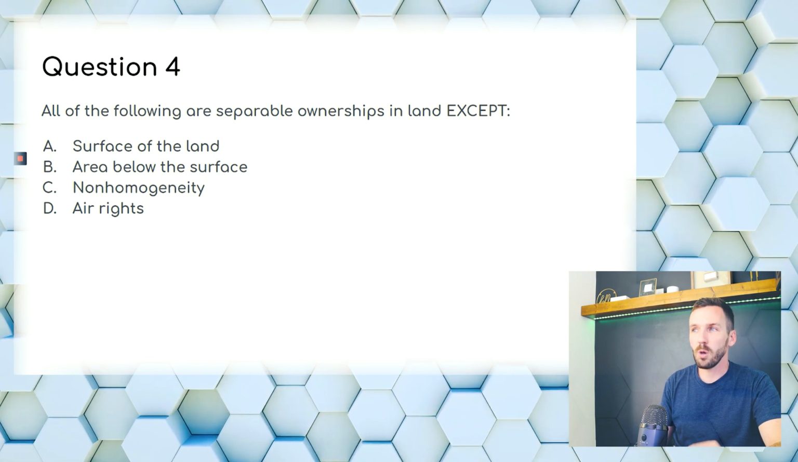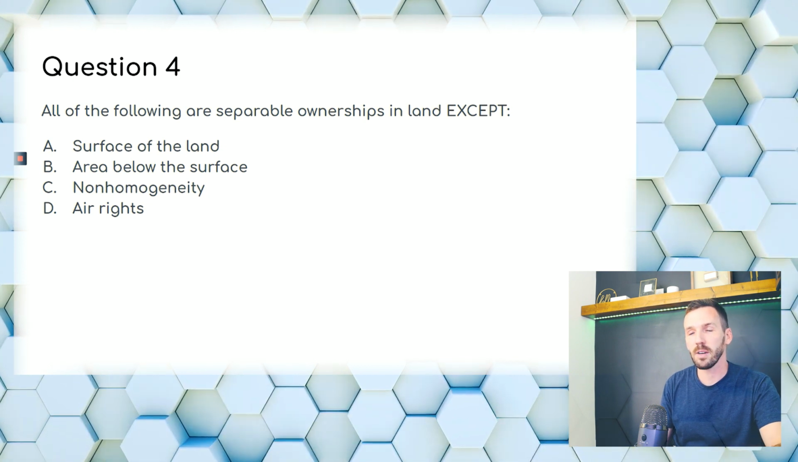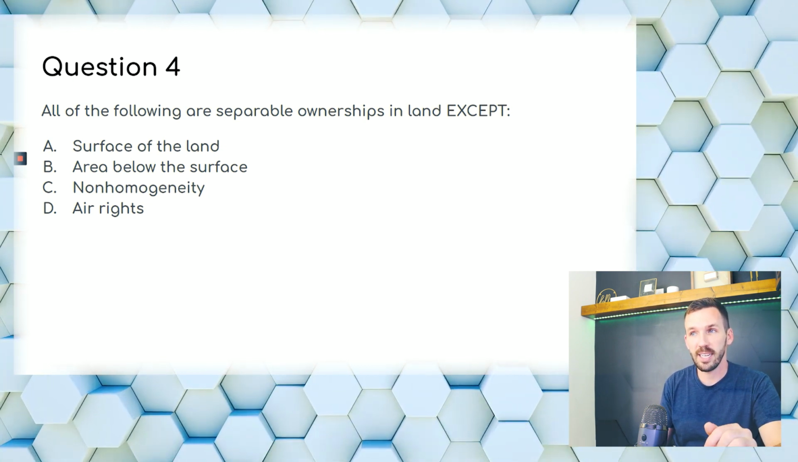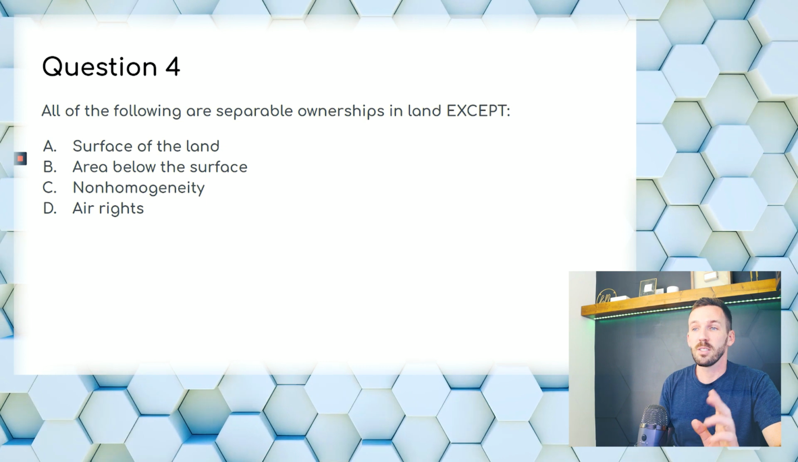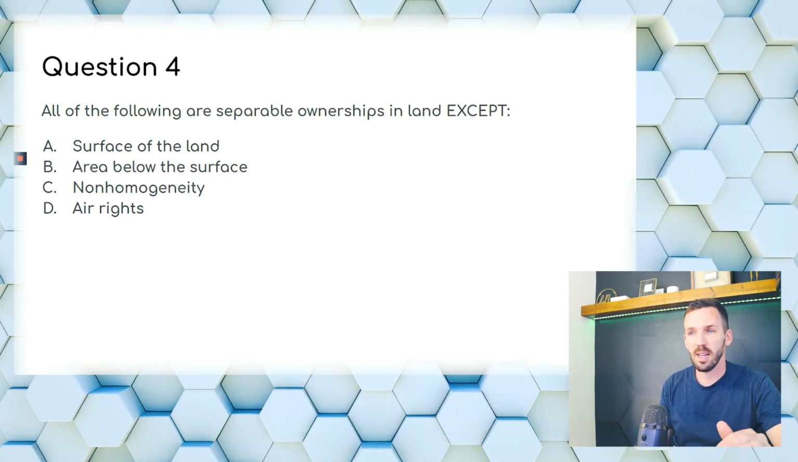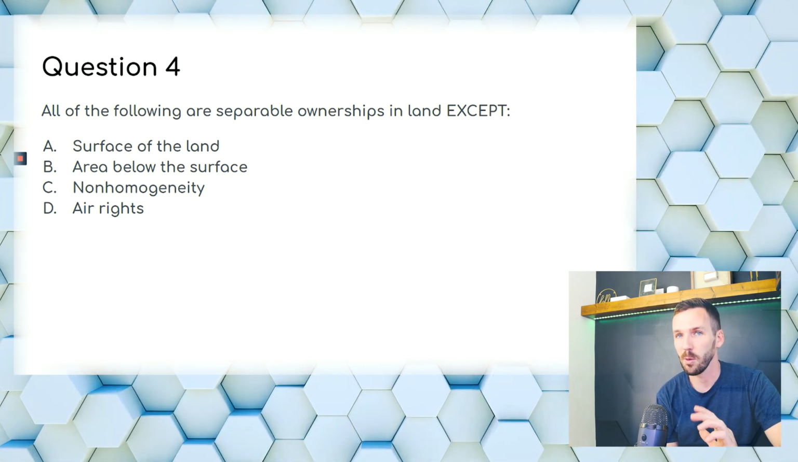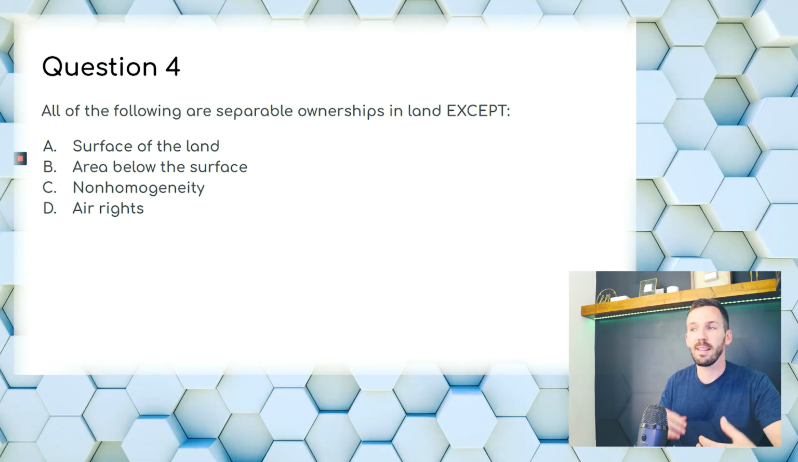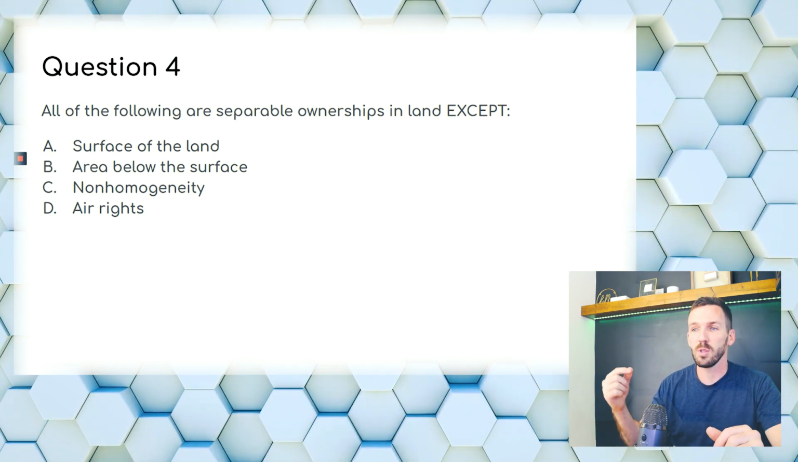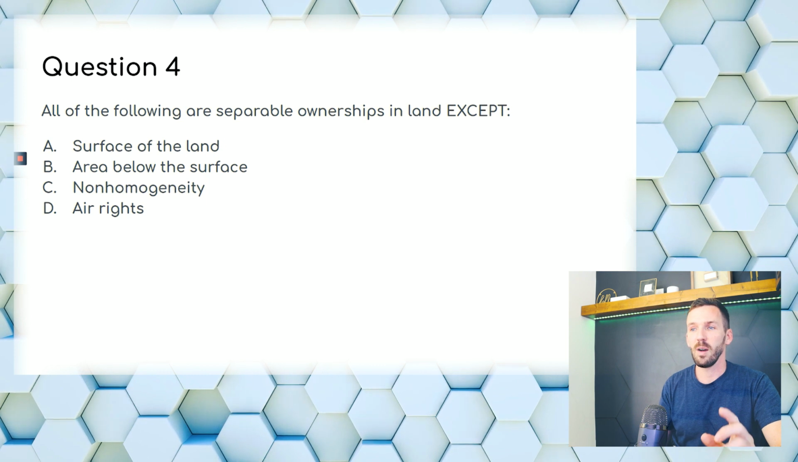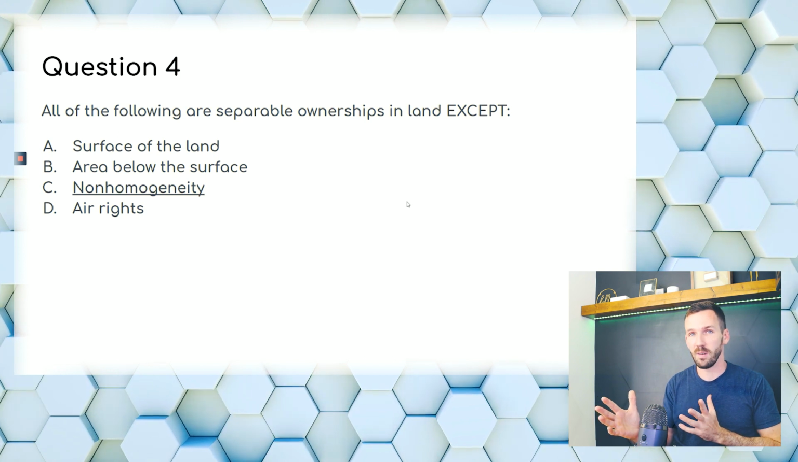Question 4. All of the following are separable ownerships in land except A. Surface of the land, B. Area below the surface, C. Non-homogeneity, D. Air rights. So can you sell your land? Yes. So A is not the answer. Can you sell just your mineral oil and gas rights to an oil company? Yes. So B is not it. Can you sell the air rights and allow someone to build a bridge or building over your property? Sure. Then D is wrong. So that leaves us with C, non-homogeneity. What does that mean? It means no two properties are alike. Can you separate uniqueness? No. The answer here is C.